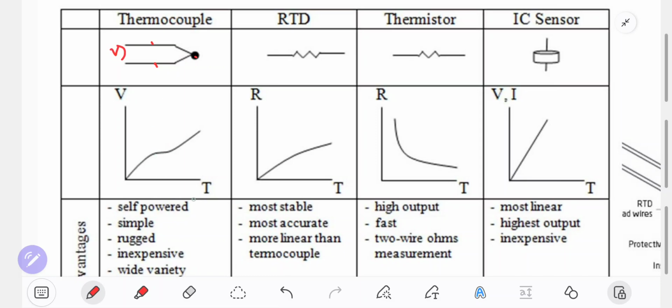And if you compare temperature versus voltage, the line, the curve, looks like this. If the temperature is high, you get a high voltage, for example here. And if you check this, there is a saturation condition at some temperatures.